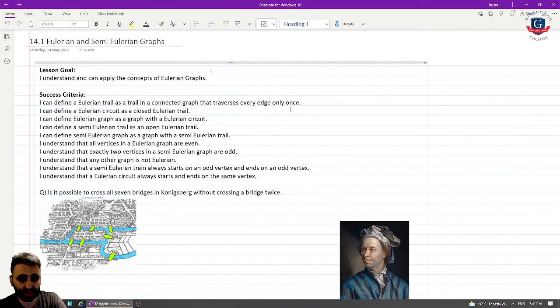Hi everyone, today we're going to have a look at Eulerian and semi-Eulerian graphs. You may hear of them as Eulerian depending on who you speak to. There's heaps of things to look at with this, but I thought we would deal with the traditional problem first and then work from there.